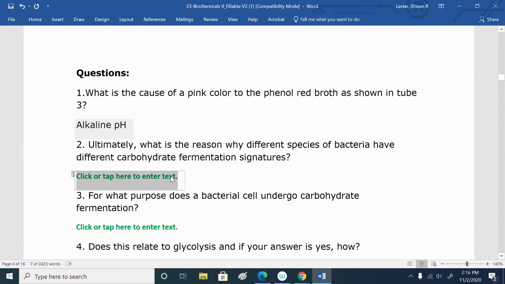So number two, ultimately, what is the reason why different species of bacteria have different carbohydrate fermentation signatures? So why is it that everything cannot ferment everything?